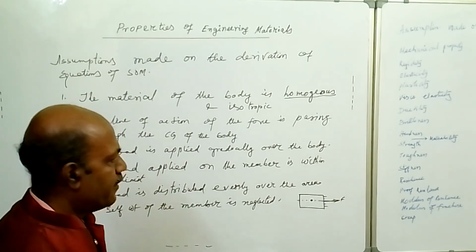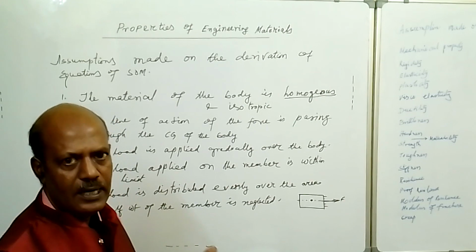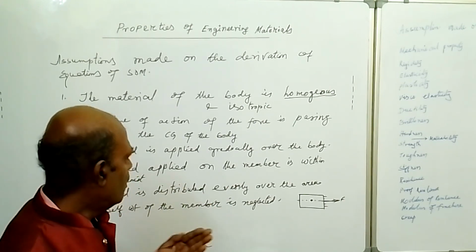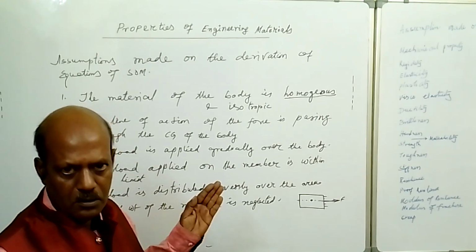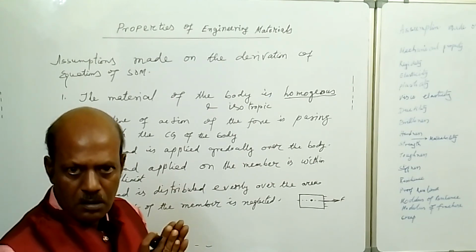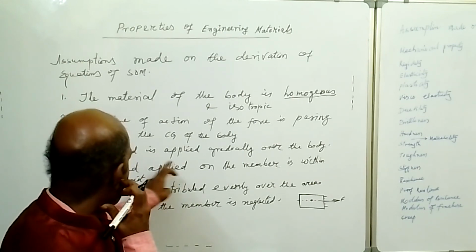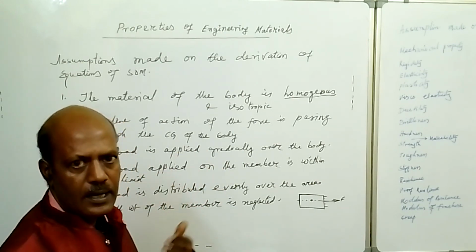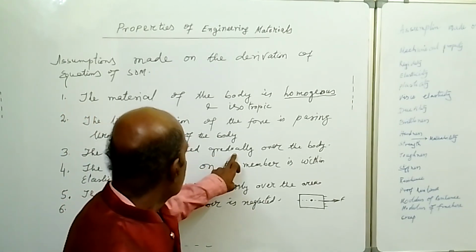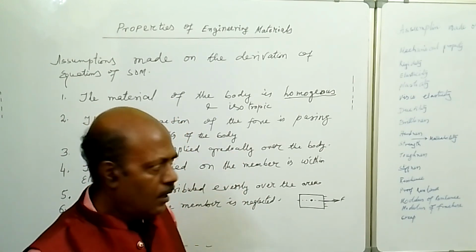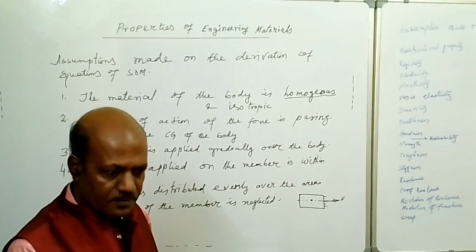Next, the load is applied gradually over the body. In the last video we have seen what a gradually applied load is. The load which is applied from 0 to maximum value, that means that load takes some time for loading, that kind of load is called gradually applied load. So unless it is told otherwise, we will consider for all the derivations that the load is applied gradually over the member.